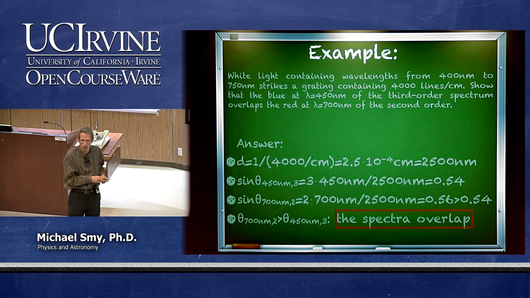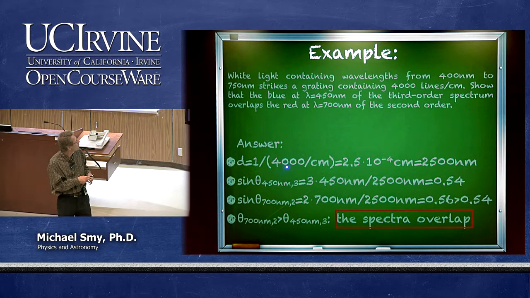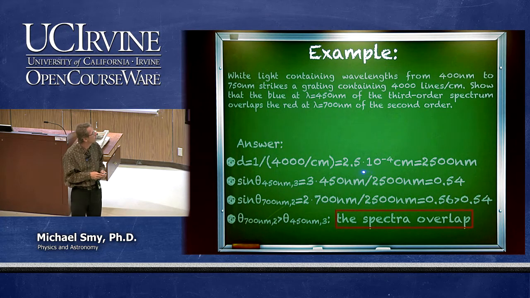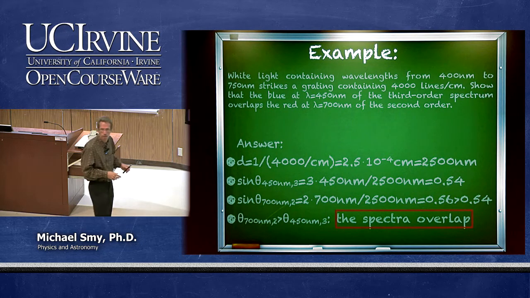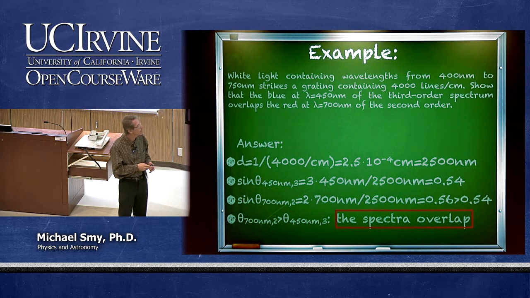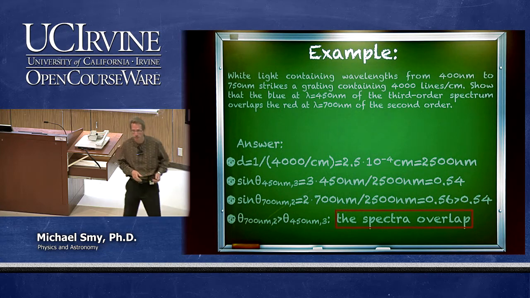If you want to know how close together our neighboring lines are, then we need to take the reciprocal value of that. So 1 over 4,000 is 2.5 times 10 to the minus 4. And if I then convert from centimeters to nanometers, I get 2,500 nanometers. Just like in the previous problem, we had 10,000 lines and we got 1,000 nanometers.